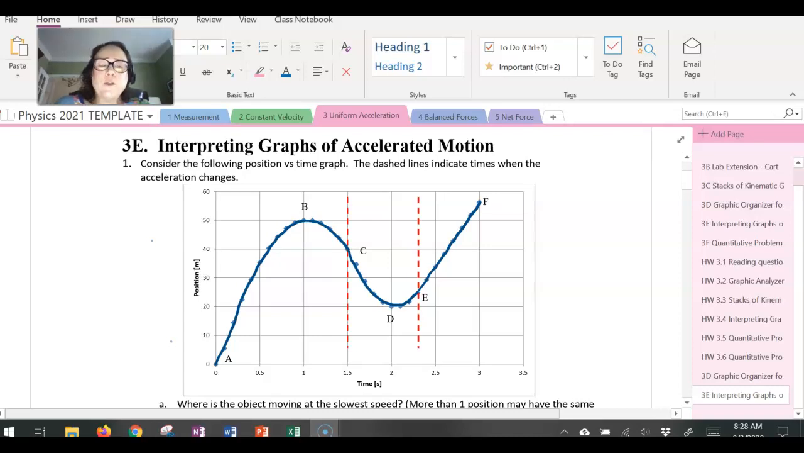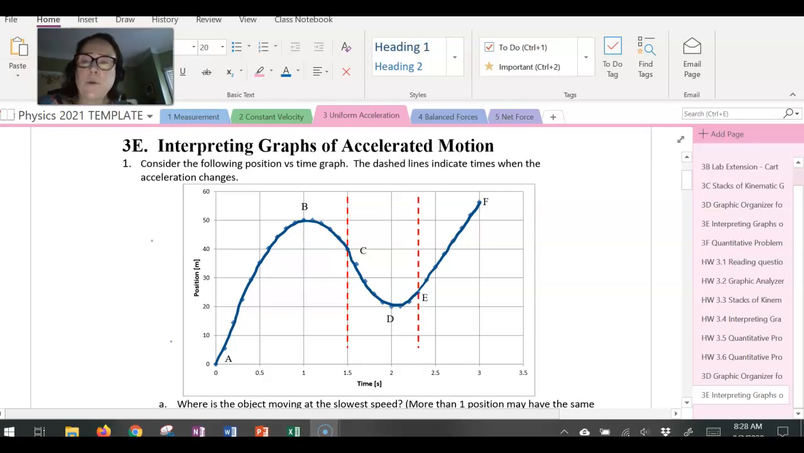This webcast looks at Worksheet 3E, where we are interpreting graphs of accelerated motion. We're starting to move beyond just descriptions of how the thing is moving and do some quantitative analysis, for example, calculating average velocities and things like that. Okay, so let's look here at 3E.